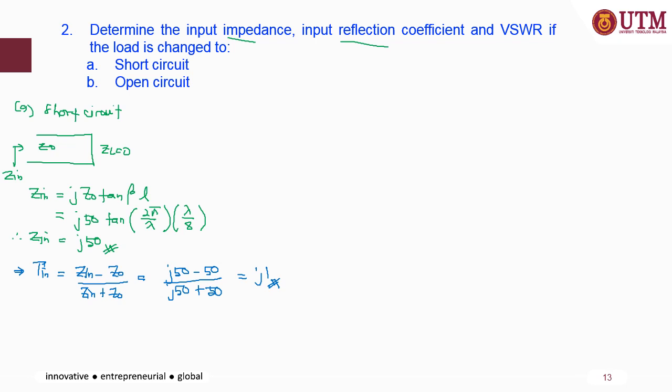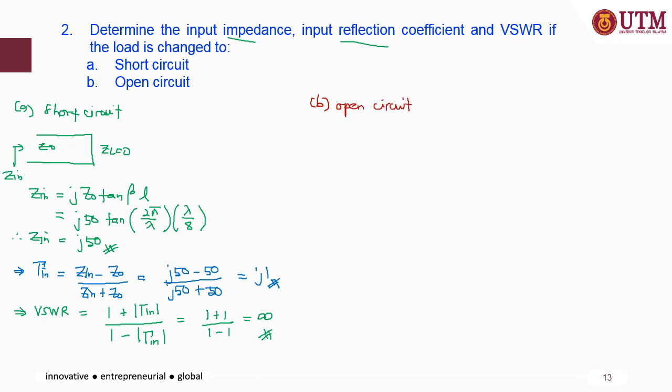Okay, for short circuit, another one, you need to calculate the VSWR. So VSWR equal to the ratio between 1 plus the magnitude of your input reflection coefficient and 1 minus the magnitude of the reflection coefficient. So the magnitude of j1 equal to 1. So 1 plus 1 divided by 1 minus 1. So your VSWR for short circuit will be infinity. Again, let's move on to B for open circuit.